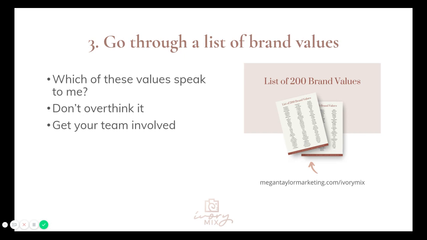If you have a team, you might want to do this exercise with them. So print all versions for everybody or send it to them if it's a remote team. Get everyone to circle the values that they feel best represent your brand. And then I want you to compare notes. Make special note of any commonalities, but also be sure to discuss any major differences that are coming up. This is going to help you see where you and your team are on the same page and where you might need to tweak your messaging and your internal systems to better reflect your brand values.